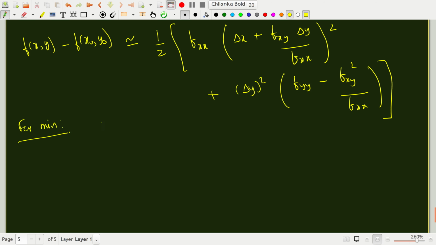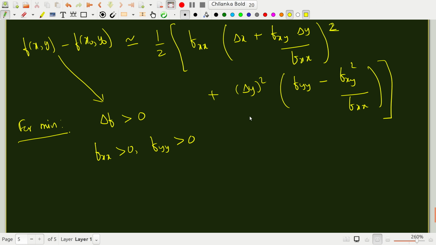For a minimum, you need delta f, this quantity, to be greater than 0, because only then are you at the bottom of a bowl or a cup or something like that, right? So in order to do this, you need fxx greater than 0 and fyy greater than 0. Now this is already a square, so this is a positive quantity. That cannot be negative, right?